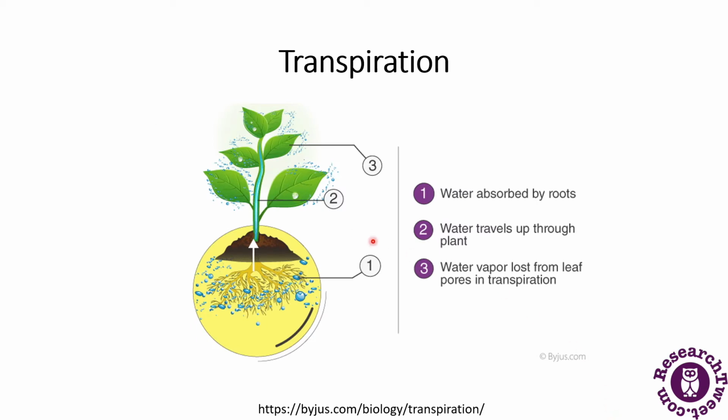Then this is a figure which represents how the process of transpiration takes place. First, water is absorbed by the roots. These are the roots and the water droplets are shown in the figure. Second, the label depicts the water traveling through the plant. It will be circulated in all the parts of the plant, to the stem, to the leaves and everywhere. In the third part, labeled water vapor lost from the leaf pores in transpiration. So this is how the process of transpiration occurs in the leaves of the plants.